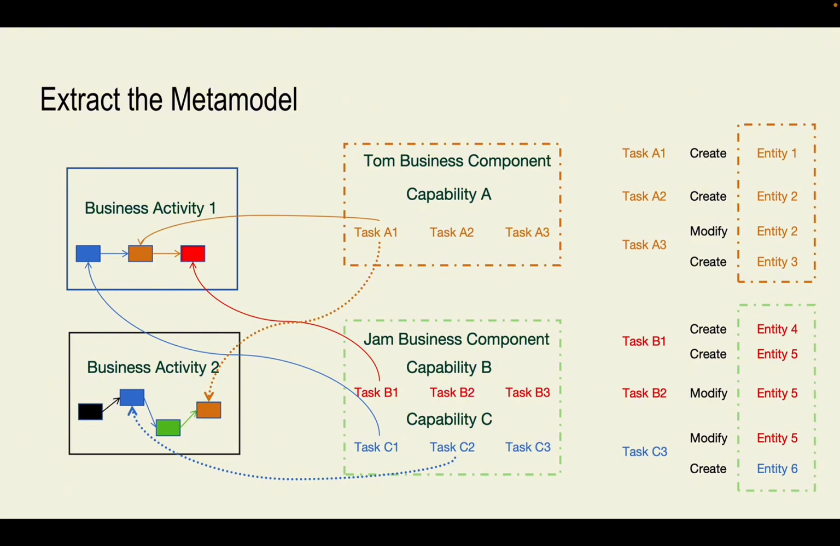So, if Tom is responsible for creating or modifying an entity, Jim cannot touch that entity. This ensures the clarity and the stability of the architecture. And at this point, we have arrived at the Metamodel of enterprise architecture.